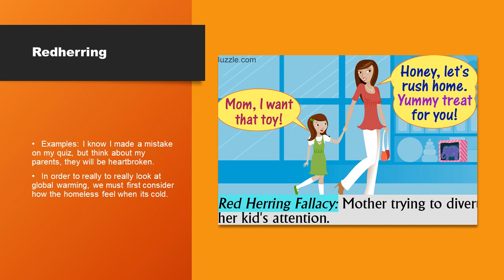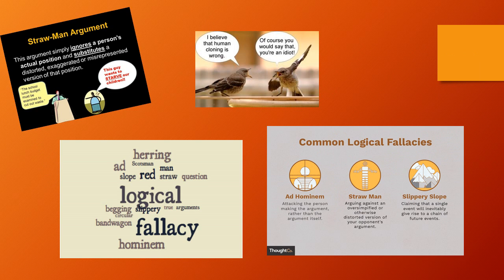Daughter: Mom, I want that toy. Mother: Honey, let's rush home. Yummy treat is for you. The mother is trying to divert her kid's attention. Example: I know I made a mistake on my quiz, but think about my parents. They will be heartbroken.